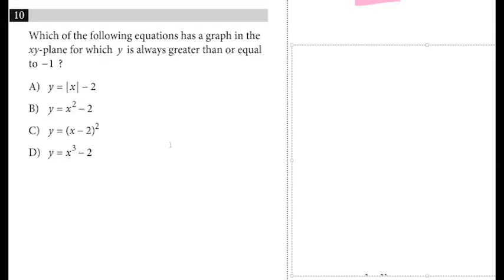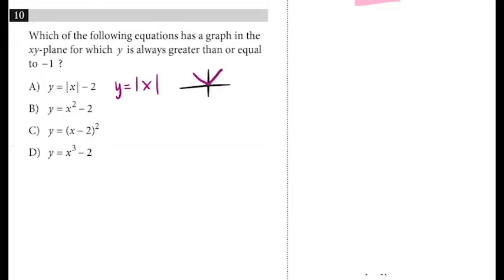To answer question number 10, you'll need to know a little bit about parent functions and a little bit about function shifts. So let's talk first about parent functions. The parent function for choice A is y equals absolute value of x. And y equals absolute value of x is a V shape centered at the origin. It looks a little something like that.